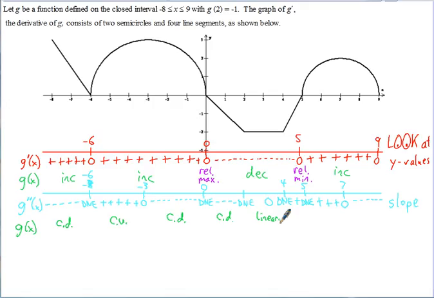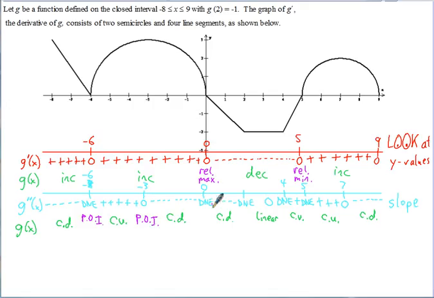And then from 4 to 5, it's positive, so back to concave up. 5 to 7, still concave up. And then 7 to 9, now it's back to concave down. So let's see where we actually have inflection points, where the second derivative changes sign here. So at -6, it changes sign. We have a point of inflection there. At -3, it also changes sign, the second derivative.